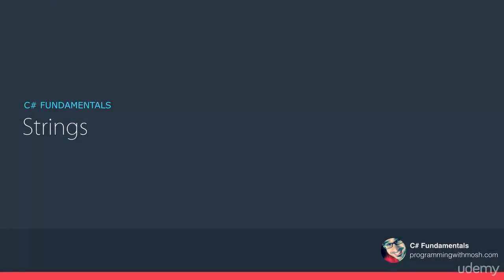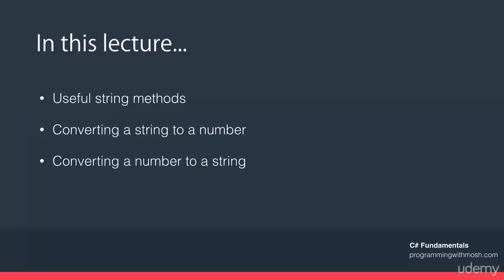Earlier in the course, you learned that in C#, the string keyword maps to the string class in the .NET framework. So a string is a class. And you also learned that strings are immutable, which means once you create them, you cannot change them. In this lecture, I'm going to cover a bit more details about strings. I'm going to introduce you to some useful methods to work with strings, and then I'm going to show you how to convert a string to a number and vice versa.